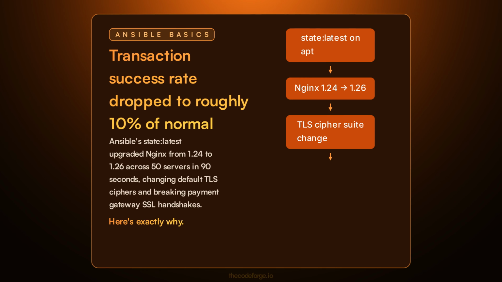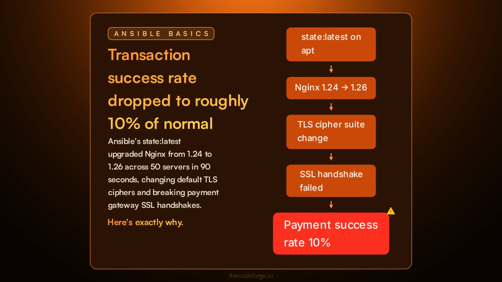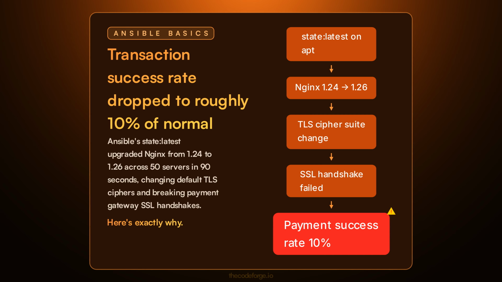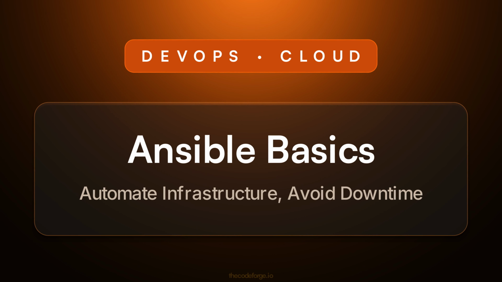Transaction success rate dropped to 10% of normal, 47 minutes of failed payments. The cause? A single Ansible task using state: latest silently upgraded Nginx across the fleet, changing TLS defaults that broke the payment gateway handshake. Let's break down Ansible basics, how it works, and the exact mistake behind that failure.